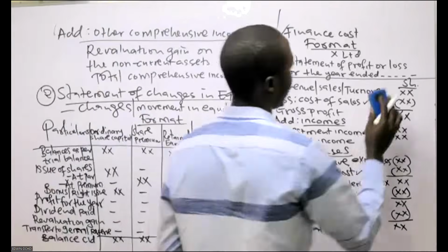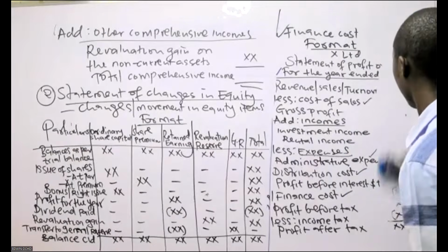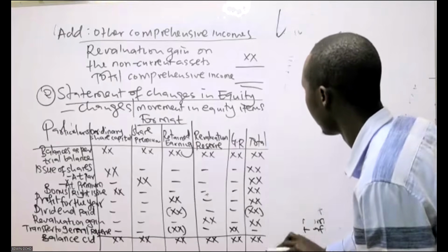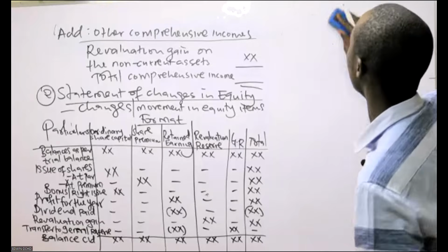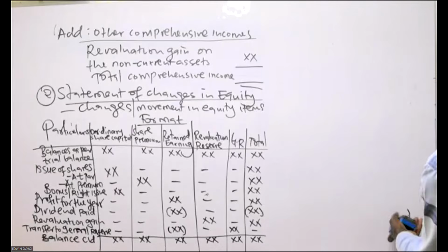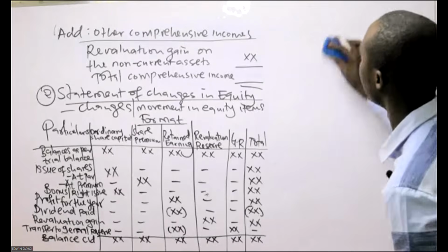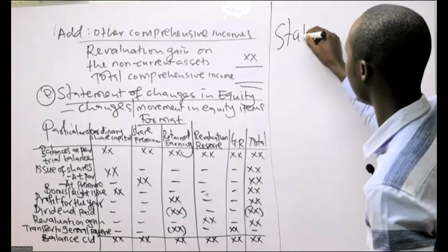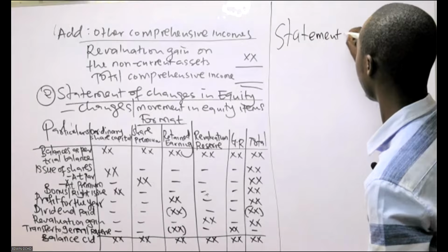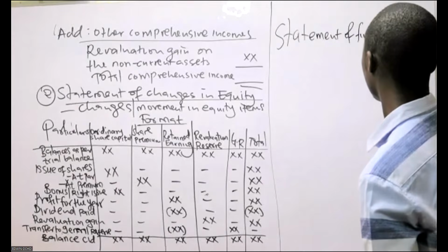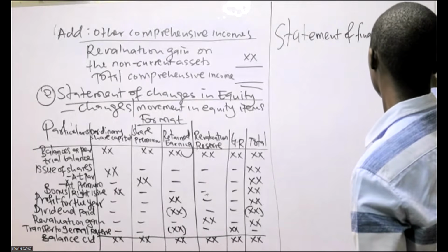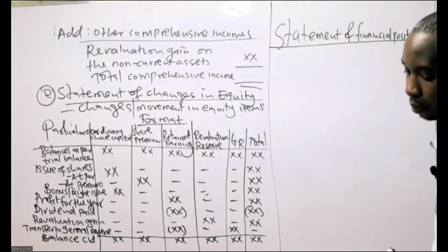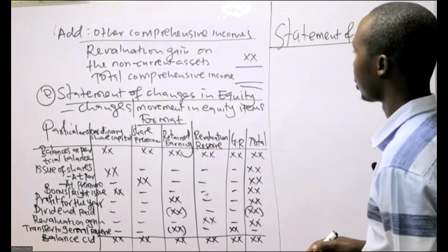Then finally, I need to talk about the statement of financial position, but that one I will not draw the format because you know what the statement of financial position contains. It contains assets and liabilities beside the equity. So, the statement of financial position.